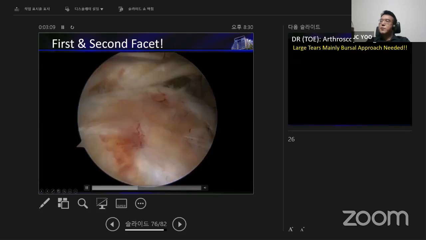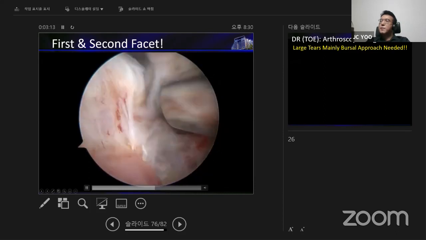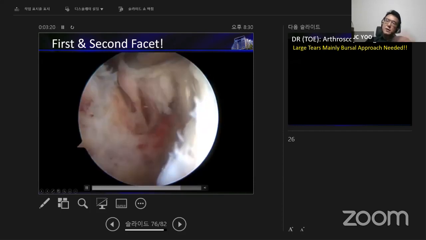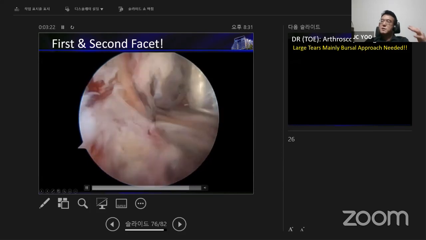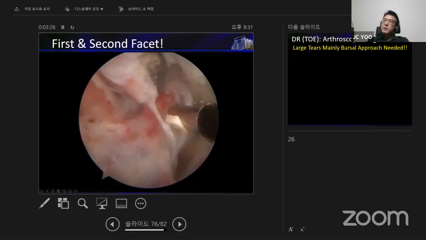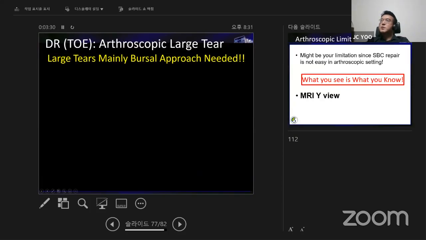Right here is the first facet. That's the first facet. And then below that is the second facet right here. That's the second facet, pec major insertion. So you can see the two facets easily, and this is a large, more than 2/3, more than 1/2 tear. There are limitations. So this is a brief approach mainly. I'll skip that.